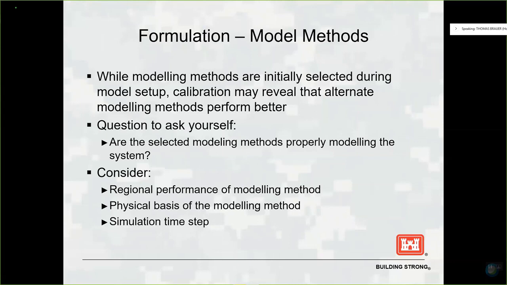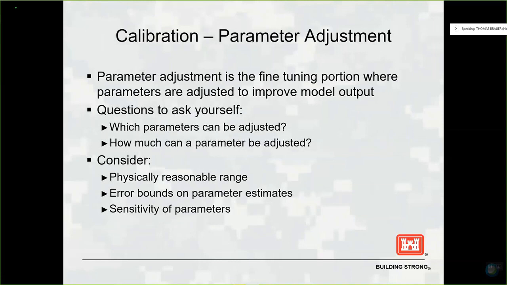And then physical basis. With physical methods, often the parameters are tied to physical measurements, or they're supposed to be. So things to consider there: is this physically based? How adjustable is it? Or is it empirical? Because this coefficient can widely range.